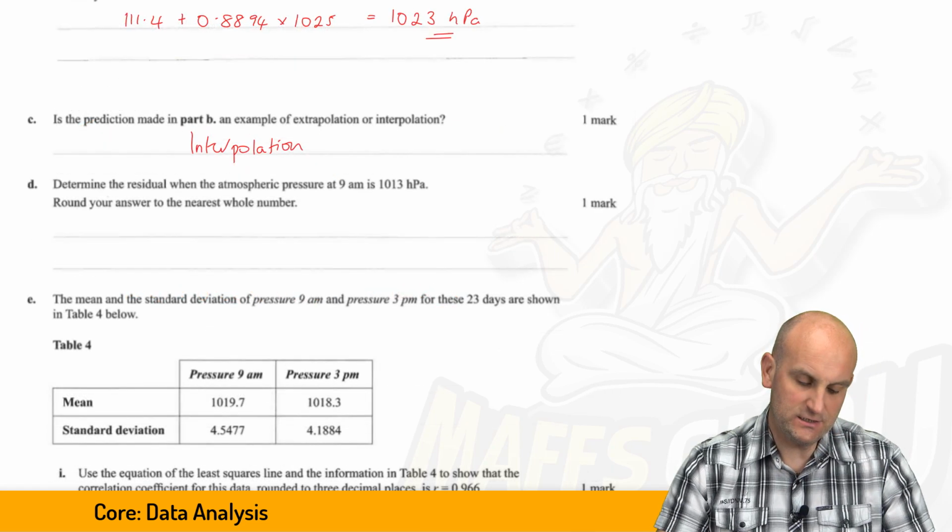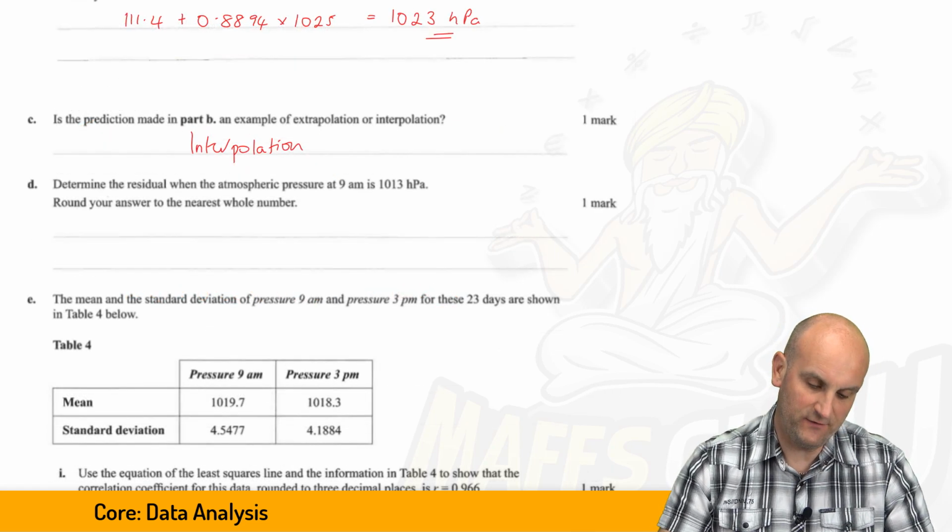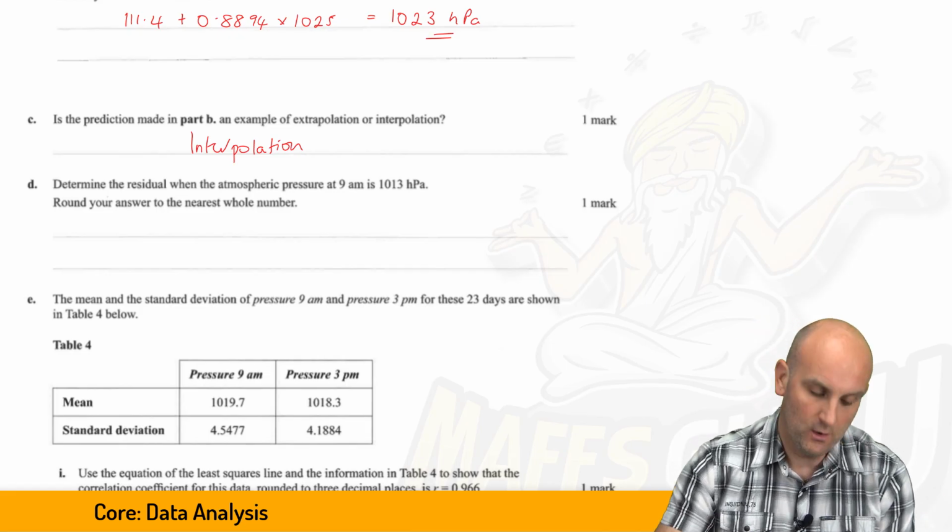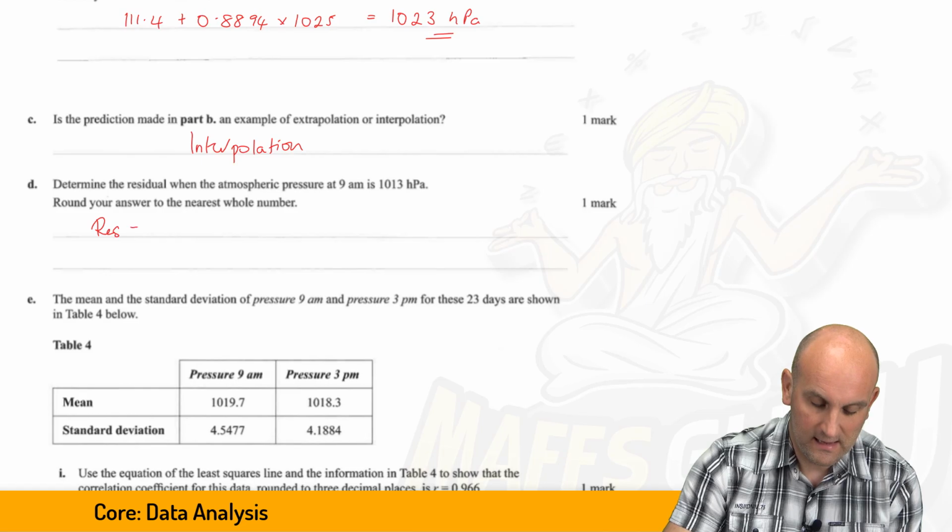It goes on to say, determine the residual when the atmospheric pressure at 9 a.m. is 1013. Obviously, to find the residual, what do we want? We know the residual is equal to the actual value minus our predicted value.